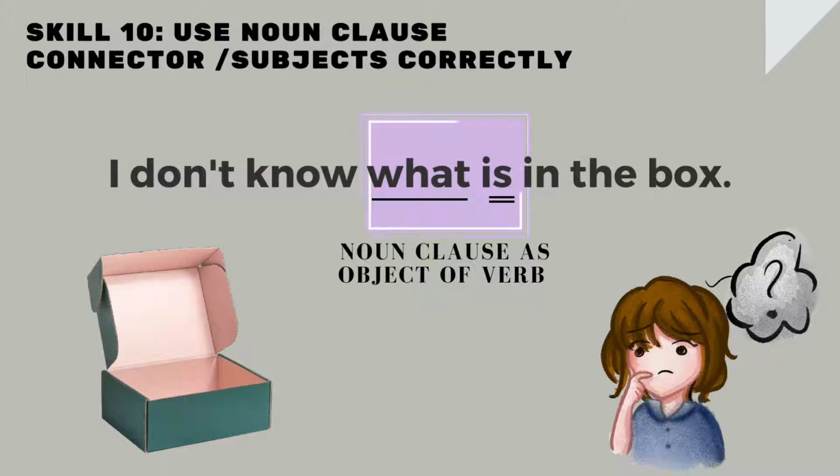I am Victor. Skill 10. Use noun clause connector subjects correctly. In skill 9, there is a subject in the noun clause, but in skill 10, the noun clause has no subject. For example, I don't know what is in the box. Remember the noun clause connector subjects are who, whoever, what, whatever, which, whichever.